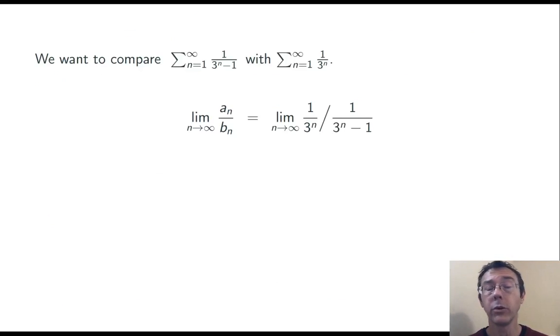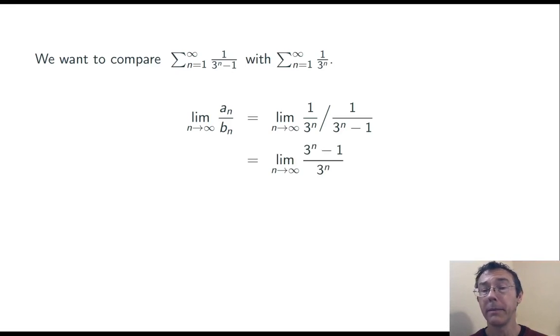So I take the ratio of the corresponding terms. I'm going to do 1 over 3 to the n over 1 over 3 to the n minus 1. By the way, it doesn't matter which order I do them, which one I choose as an and which one I choose to be bn. Either order works. It's just a matter of convenience which one you pick to be which.